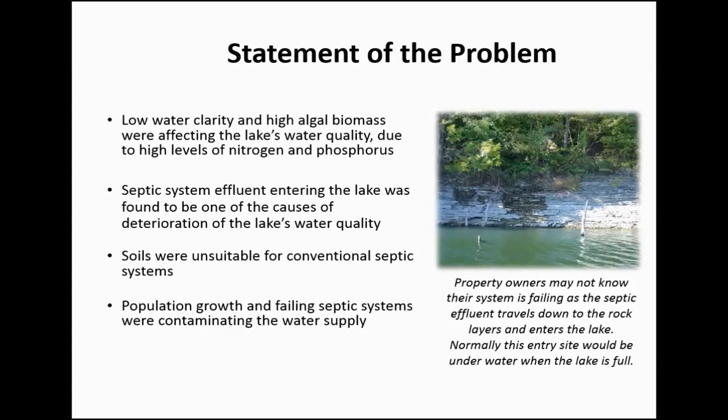What's the problem? The problem was a septic system leaked through the fractured rock and soil and entered the lake, as you can see in the photo, which generated high levels of nitrogen and phosphorus. Consequently, this impacted the water quality by creating algae biomass. One major problem was that the population grew around the lake, and along with that, more septic system failures. The existing systems were not upgraded to compensate for the increase in wastewater volume.